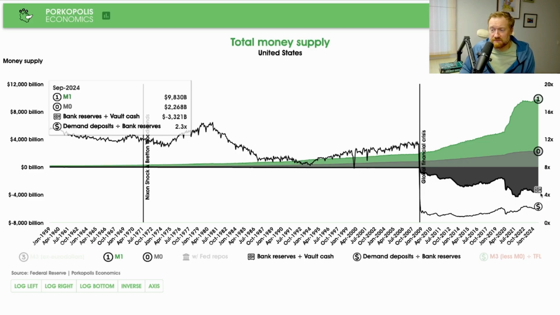It's just not normal banking still. We're only at 2x. Okay, so we have this huge pile of reserves sitting in banks as an asset for banks, and they're not loaning them out. Okay. So that's odd. It's a problem.